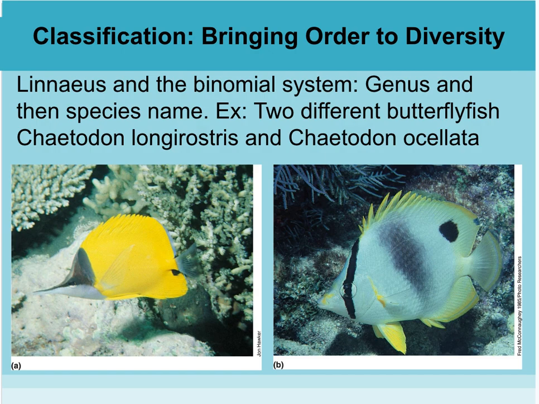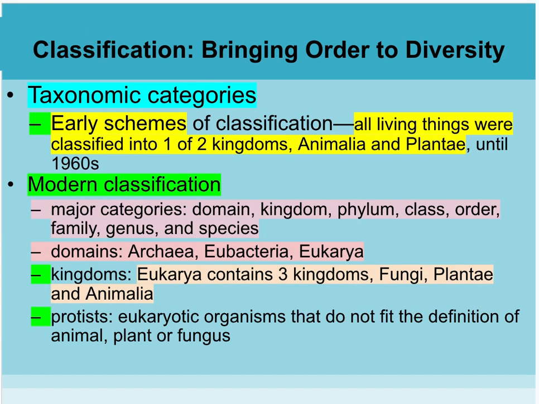Here's two different species of butterfly fish next to each other, but we like to order all of these different things. So early schemes just had all living things as plants or animals, okay? But modern classification takes the categories from domain. Then it's broken into kingdom, phylum, class, order, family, genus, and then the species. The three main domains are the archaea, eubacteria, and eukarya. And then from there, the kingdom of eukarya is broken into three more parts called the fungi, the plantae, and the animalia. So those are the three kingdoms: the fungi, the plantae, and the animalia.